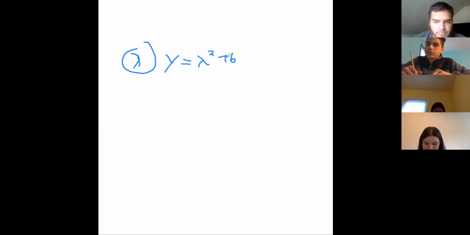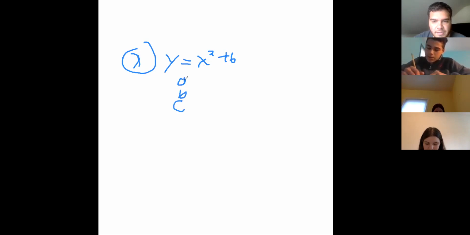So number 7 asks us to tell whether it opens upwards or downwards, and also to find the axis of symmetry, okay? That's y equals x squared plus 6. So we can start by identifying A, B, and C.